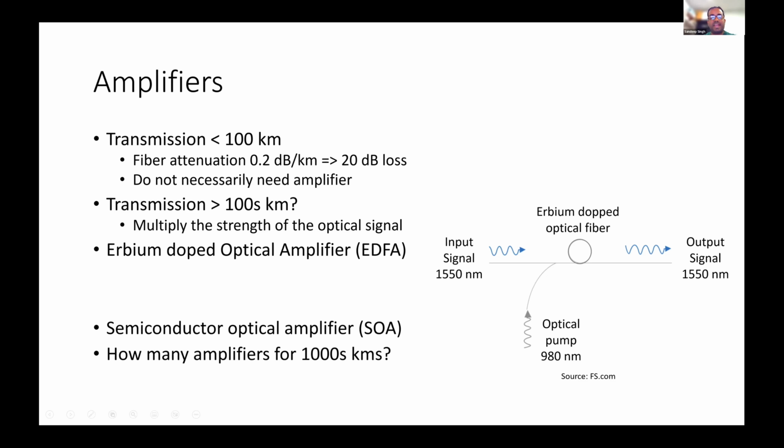Now you may have a question: for thousands of kilometers, how many amplifiers do we need? This depends on multiple factors, including the amplification gain provided by the amplifier, the input signal power coming to the amplifier, the transmission distance, the signal attenuation in the fiber, and noise, etc. These things we will cover in the course as we go on.